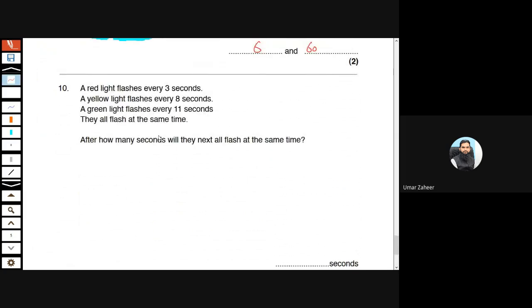A red light flashes every 3 seconds, a yellow light flashes every 8 seconds, and a green light flashes every 11 seconds. Now you have 3 numbers, but this does not change anything. In this case, you have to find the LCM of 3 numbers. Find the LCM and tell me what it is.